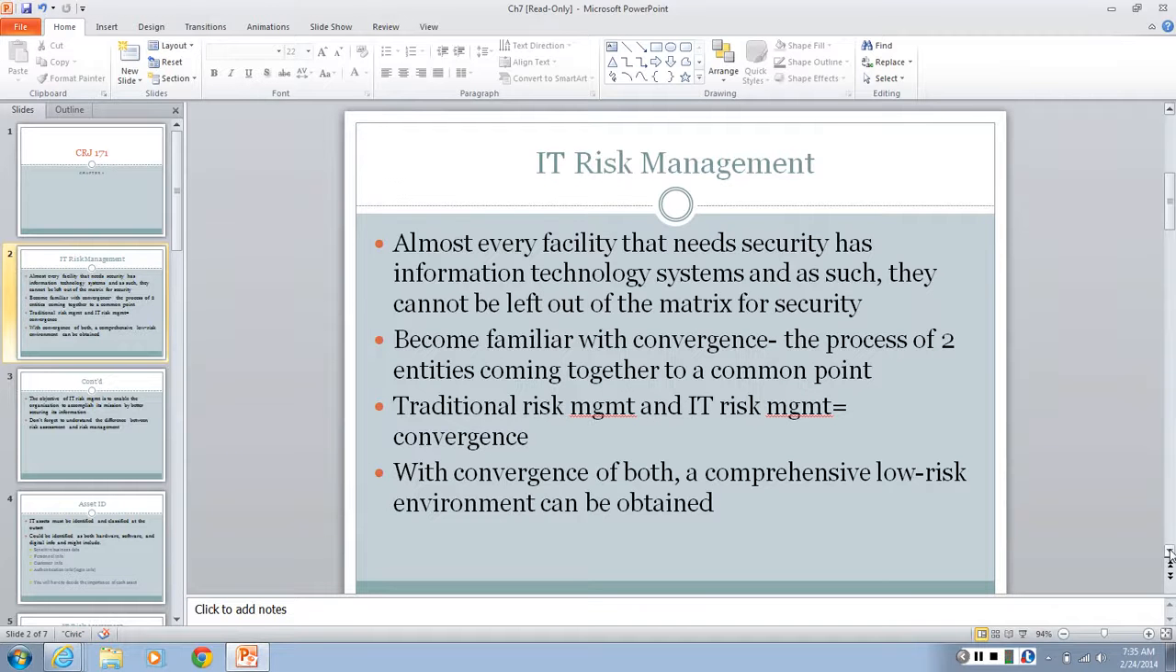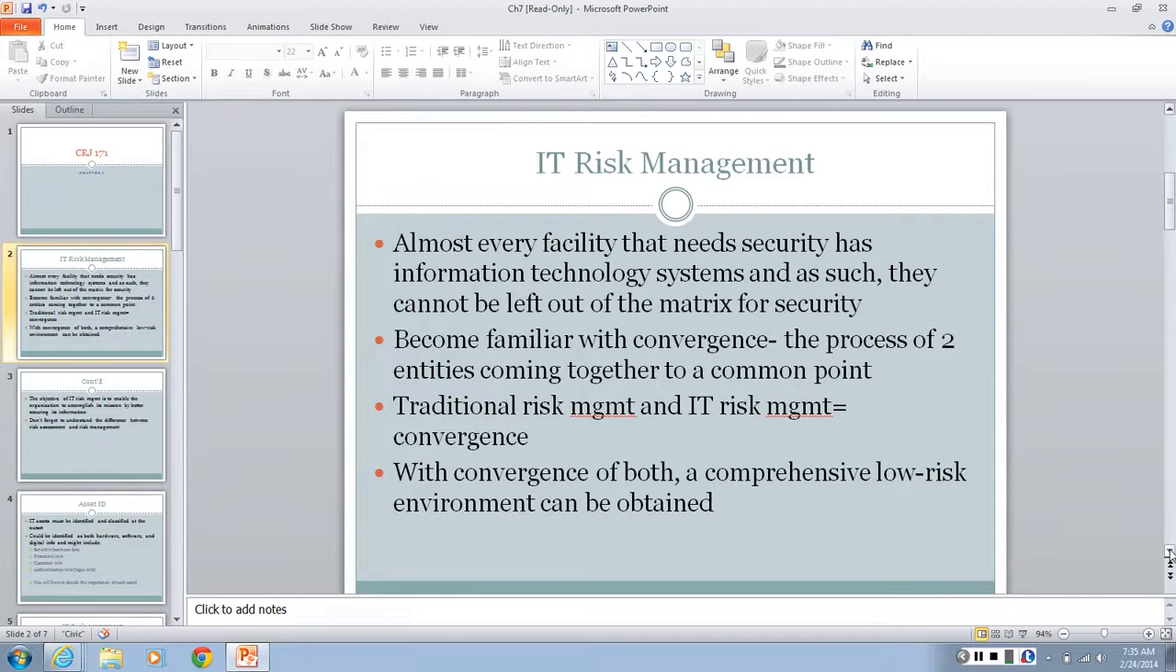Now we need to talk about a term, and this term is called convergence. Be familiar with it. Convergence is defined in layman's terms, not particularly for security risk management terms, but in layman's terms, it's the process of any two entities coming together. When you have things that start out apart and they're moving together and they intersect, that point of intersection is called convergence, or the point of convergence.